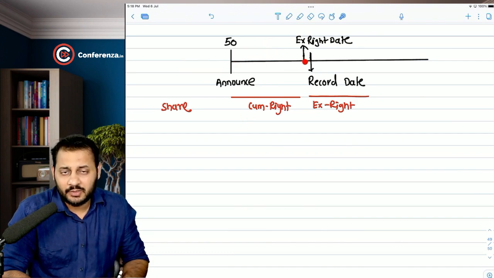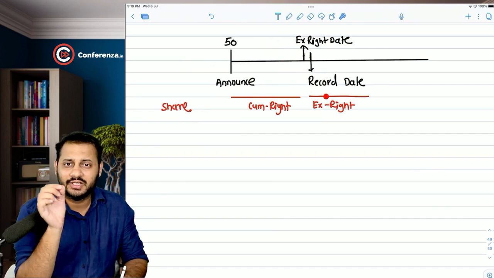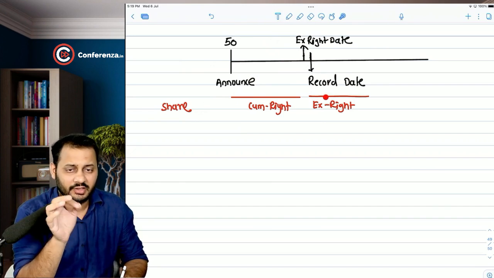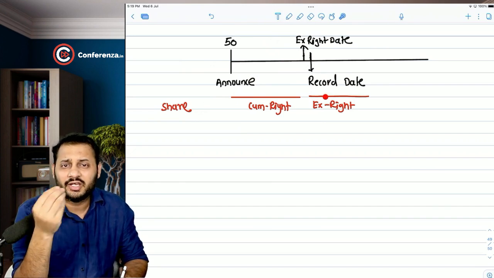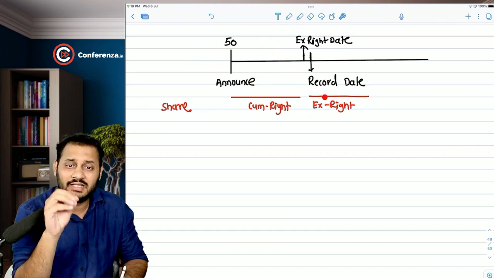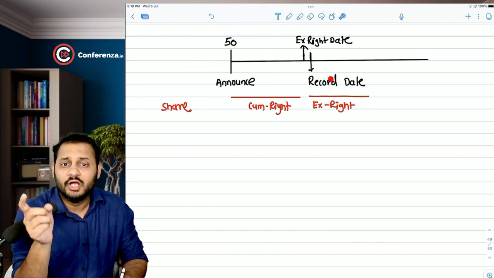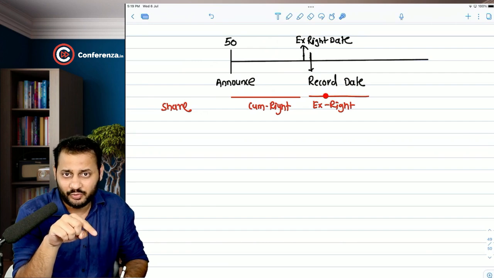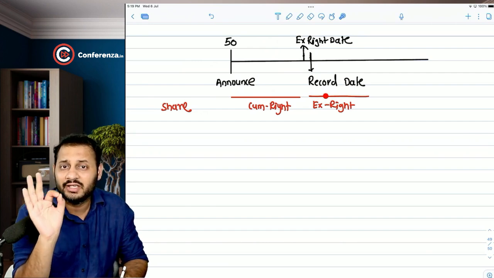And after that, because this is the ex-rights date, the price of the shares of the company will trade at the ex-rights price. Means now if you are buying the share after this point, you will get it at a lower price. It may fall to somewhere like 48 rupees, 47 rupees, and that will not include any right. So if you are buying the share at this point, you will not be entitled to any right.